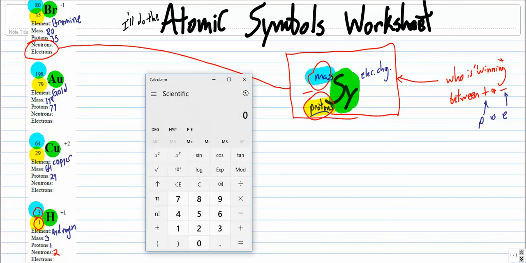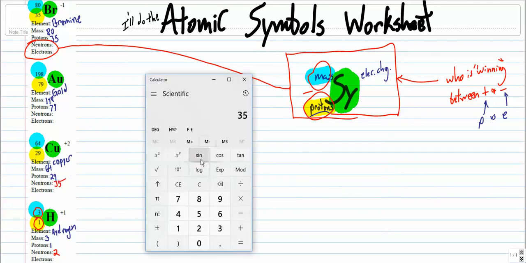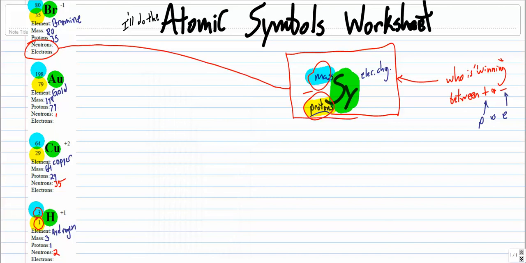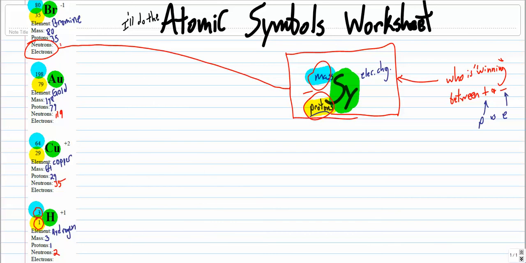Okay, the rest of them here I'm going to use my calculator for. For copper, 64 minus 29, and I get 35 neutrons. And then for gold, I've got 198 minus 79, and I get 119. And then for bromine, forgive me for not doing this in my head, but 80 minus 35, that means this atom of bromine has 45 neutrons.